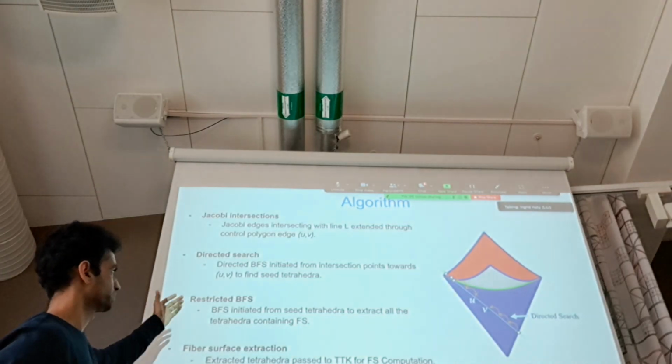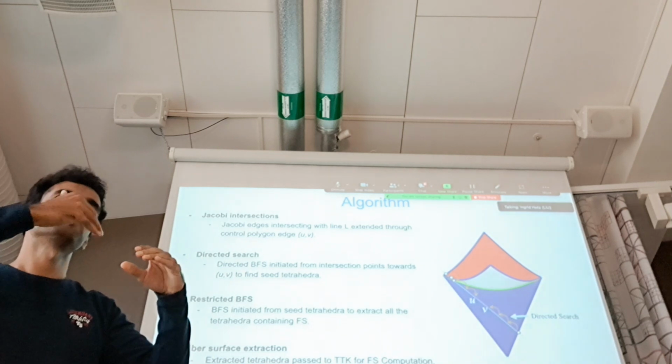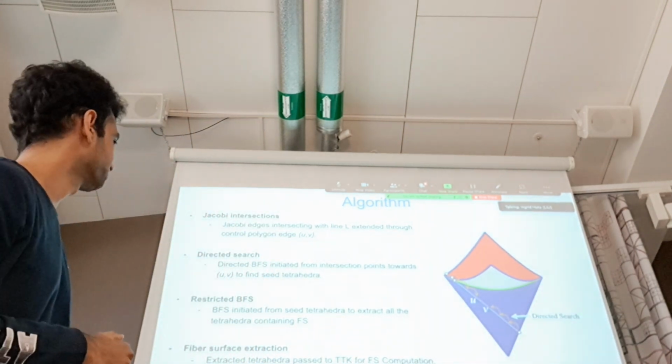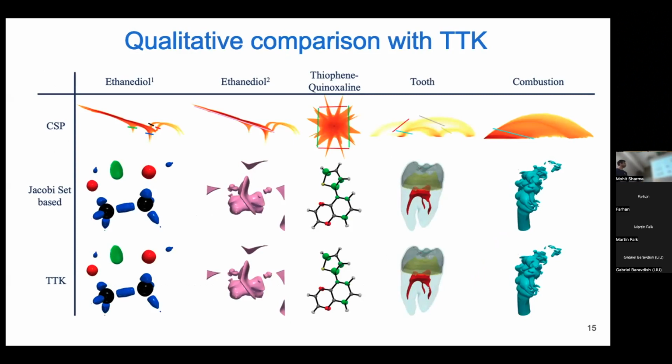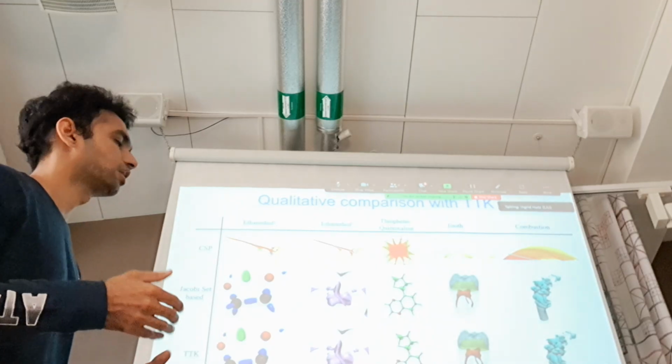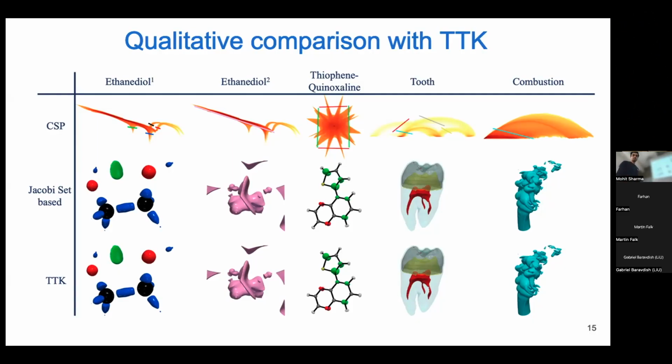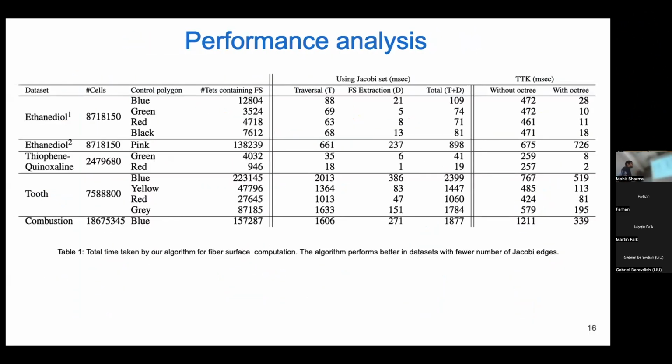The next steps are very simple. We have the seeds, we just explore the neighbors, and we extract all the tetrahedra which contain that fiber surface. Qualitatively, it works very well. Results are exactly the same. We compared visually, and we also had some numbers to compare, that is, how many tetrahedra our fiber surface is passing through and how many are exactly required. Those matched.